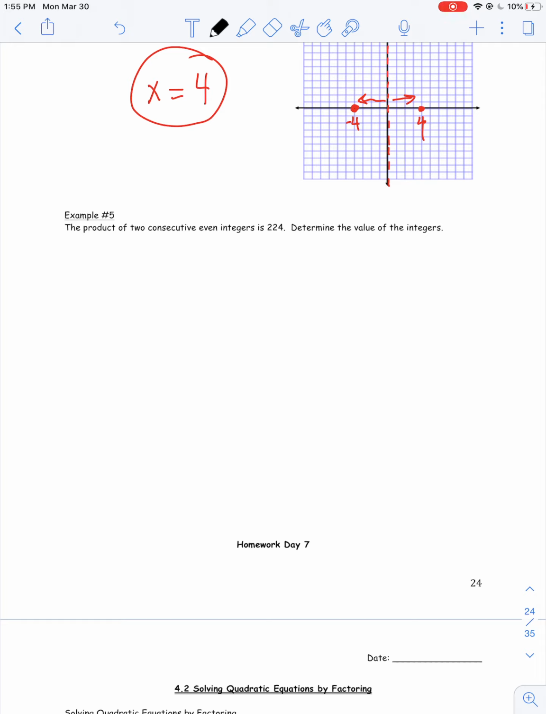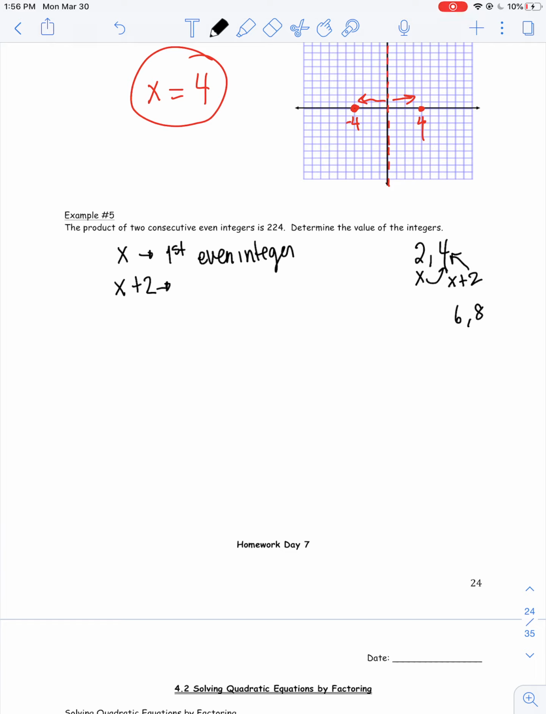Our last question here, the product of two consecutive even integers is 224. So consecutive even integers, let's talk about that. We don't know what it is, so we're going to say that the x represents our first even integer. And then for it to be consecutive, an example would be 2 and 4. Those are consecutive even integers. So let's say this was x. Well, what do we have to do to x to get to 4? We would have to go x plus 2, and that would replace 4.